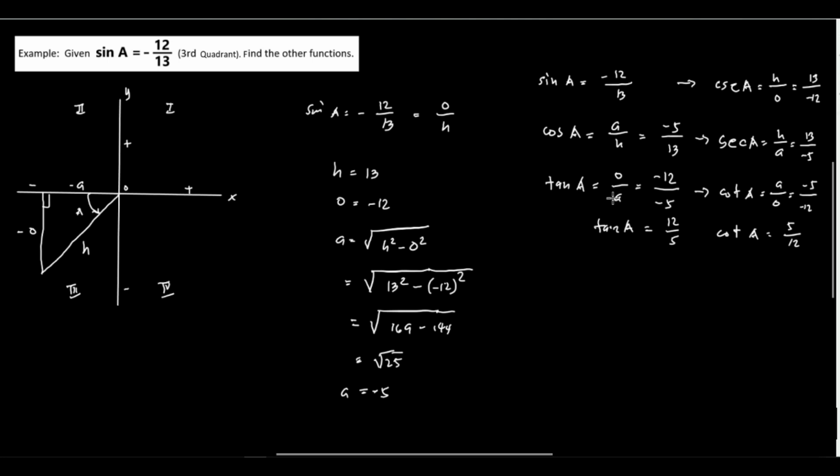Therefore, the remaining functions are cosine A, that's negative 5 over 13, tangent A, that's 12 over 5, positive, cosecant A, that's 13 over negative 12, secant A, that's 13 over negative 5, cotangent A, that's 5 all over 12, and it is positive. So these are the remaining values for the given sine A, that's negative 12 over 13, located in the third quadrant. So this is the solution.